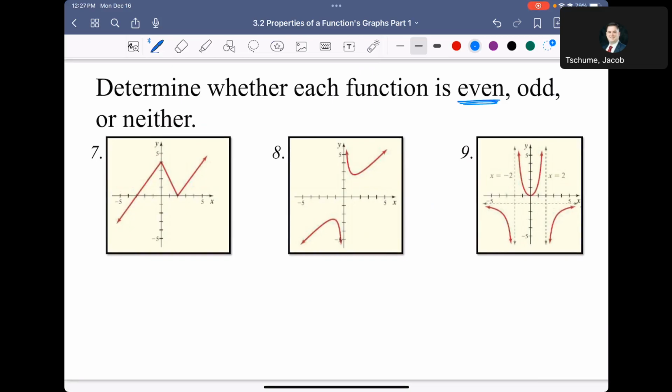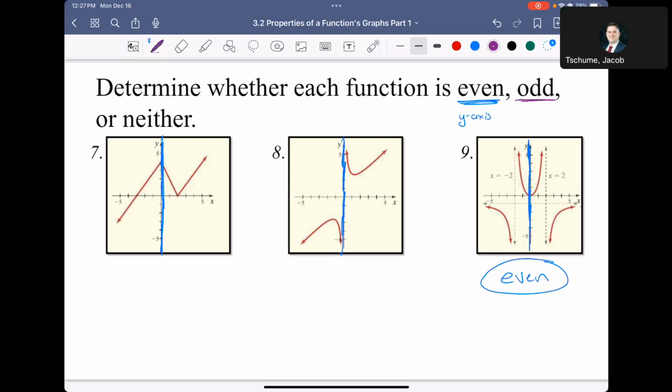Remember, even means you want to look for symmetry around the y-axis. I'm going to do this for all three of these. If I draw a vertical line straight down the y-axis, what I'm asking myself is, if I take the piece of paper of all three of these and fold it in half once, which of these would be the exact same picture on both sides? If I do that, only one of them matches perfectly, and it is number 9. That means this must be the picture of an even function.